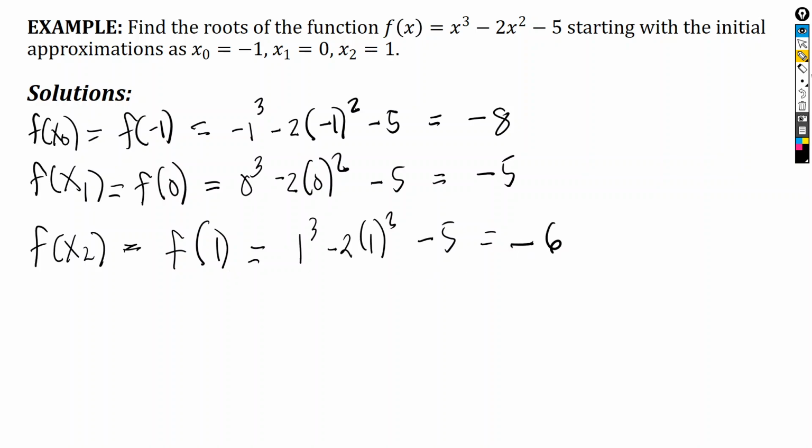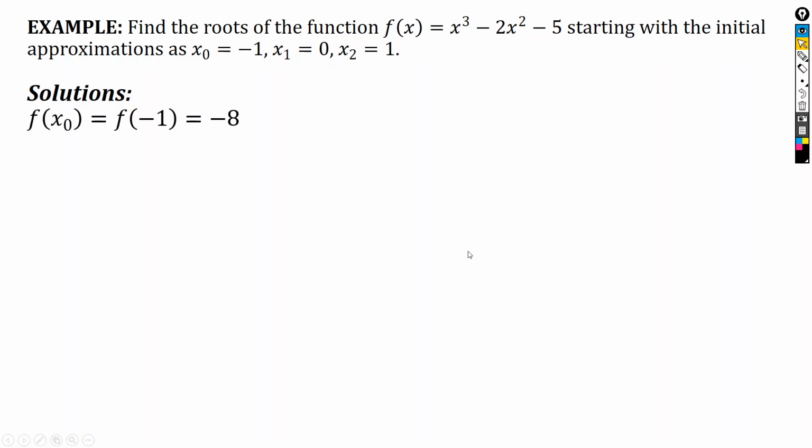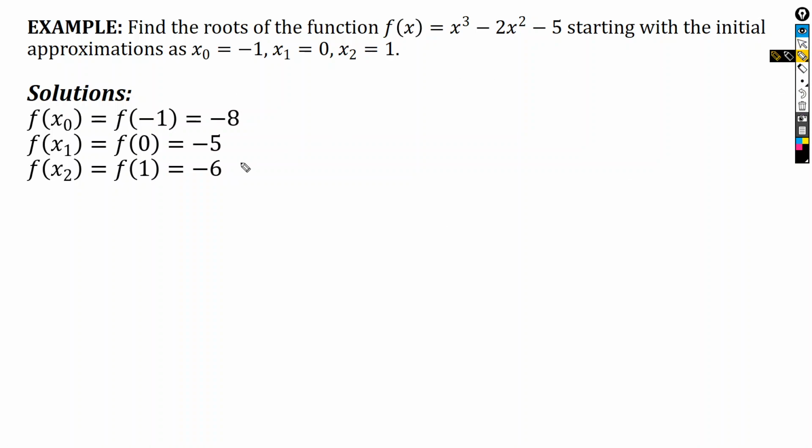Okay, so we are done with the first step, which is to find the functional values of the initial approximations, meaning the 3 values x0, x1, and x2. Next, we have to compute the next approximation, x3, as follows. To compute x3, we first set C. So again, we have to set C as f of x2.